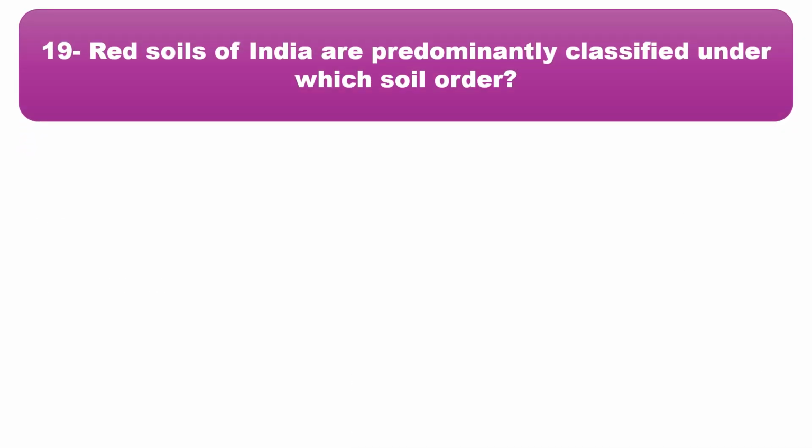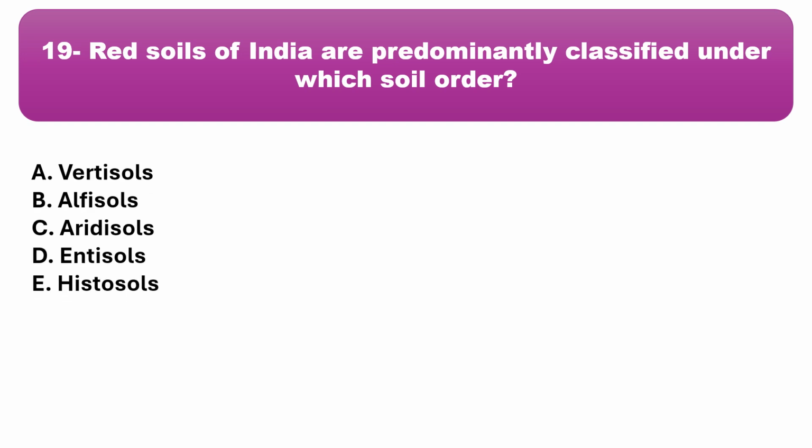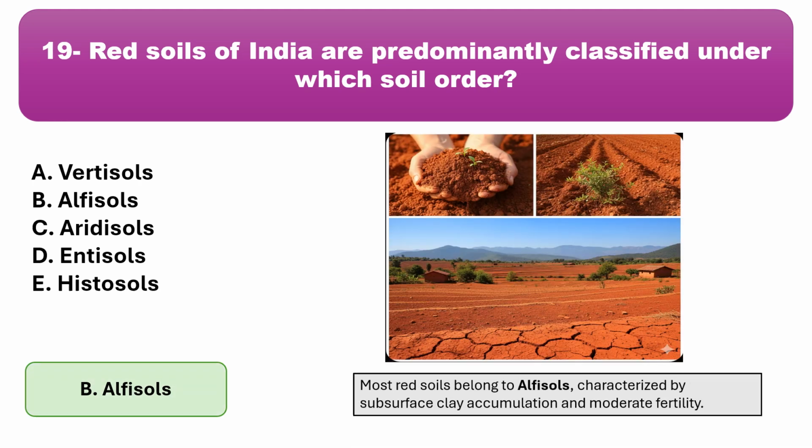Next question. Red soils of India are predominantly classified under which soil order? Options are vertisols, alfisols, aridisols, entisols, and histosols. The correct answer here is alfisols. The main characteristic feature of alfisols is that they have subsurface clay accumulation and also moderate fertility. That's why the red soils are included in alfisols, which are rich in aluminium and iron minerals.